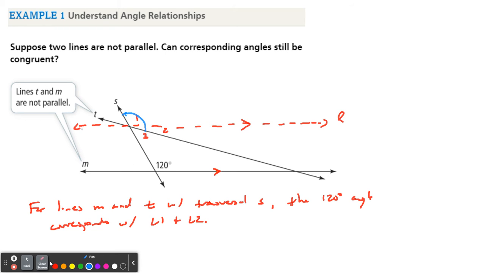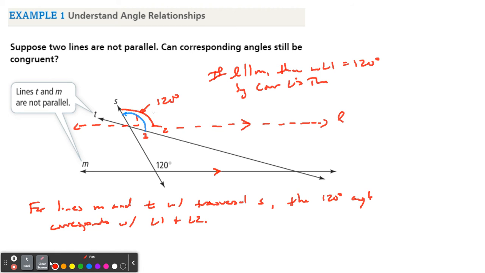However, if lines L and M are parallel, if L is parallel to M, then this forces the measure of angle 1 to be 120 degrees by the corresponding angles theorem. So this angle right here must be 120, because if the lines are parallel, corresponding angles are congruent. So angle 1, which is just this angle here, is congruent with the 120.